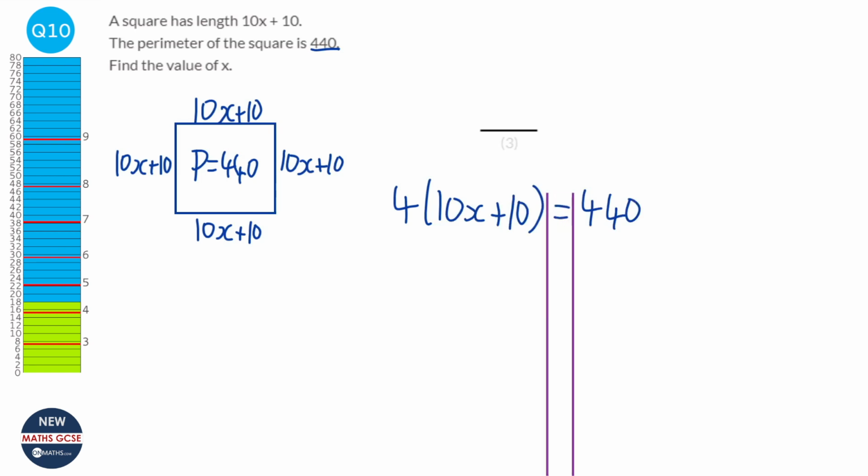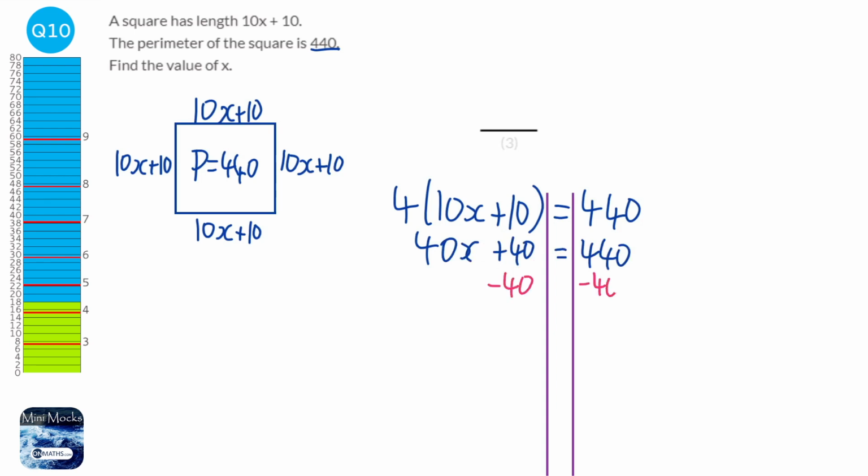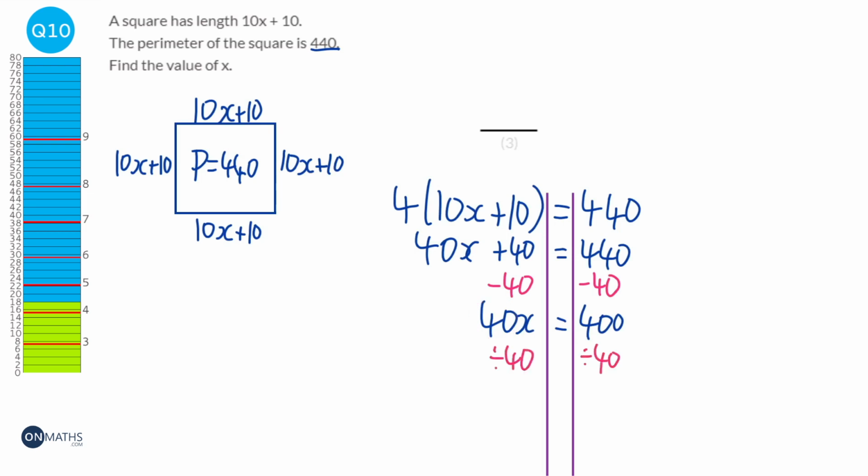So put our lines in because we're going to solve, and we're just going to start by expanding the brackets, so that'll be 40x plus 40 equals 440. Then we're going to get rid of the plus 40 first, so take away 40 both sides. And so that would be 40x equals 400. And then we get rid of the 40 before the x, so we divide both sides by 40. And we've got x equals 10. So our answer is 10.